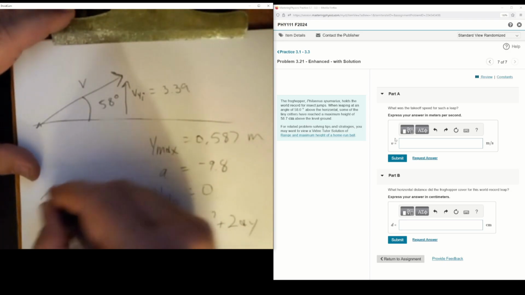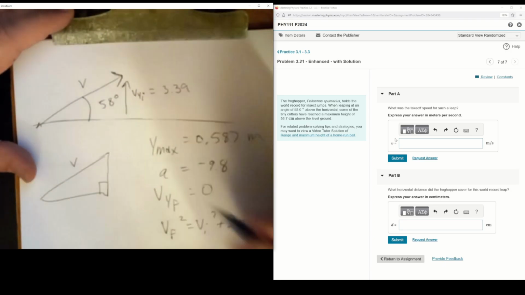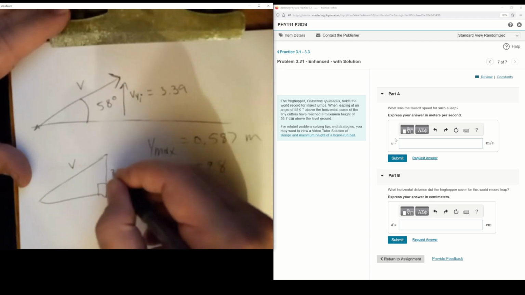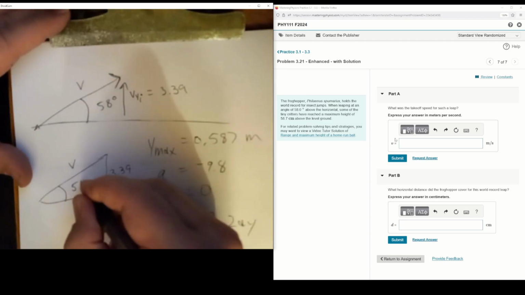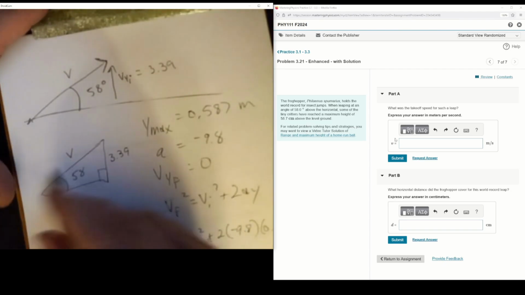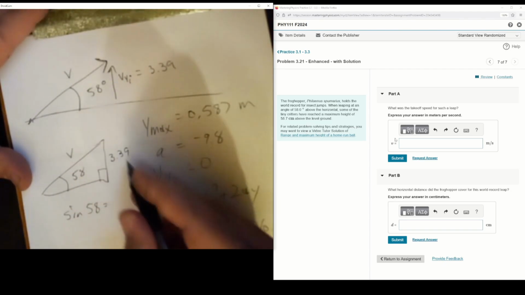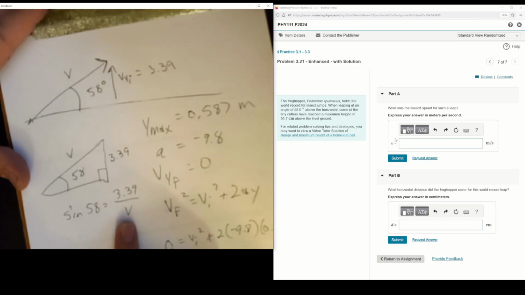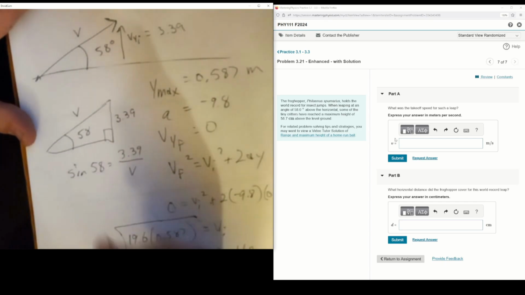So this picture, putting into trig, we have our hypotenuse, we have the opposite leg, and we have this angle. So we can use sine, which equals the opposite leg over the hypotenuse. And then we can solve for v by just doing a little cross multiplying there.